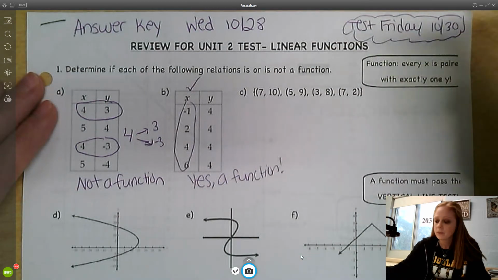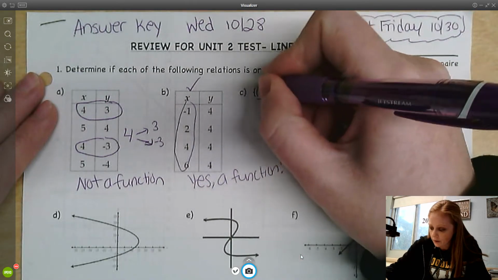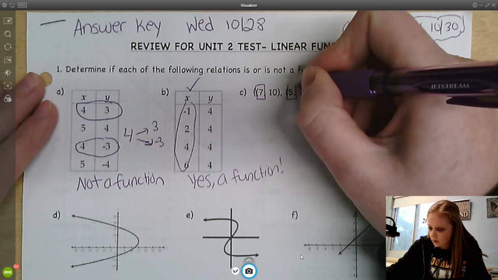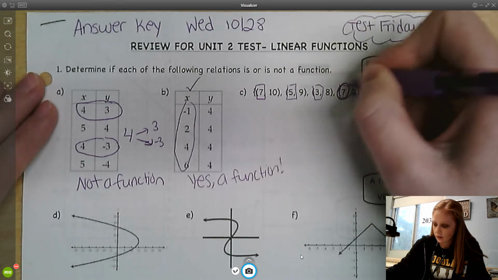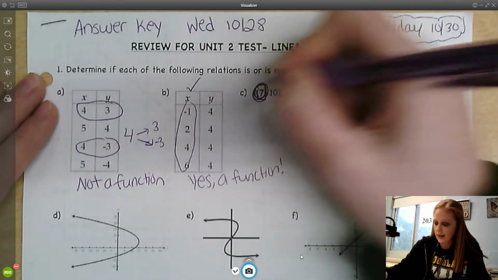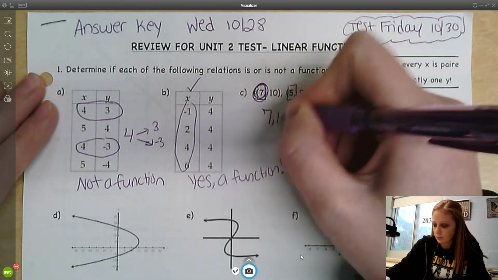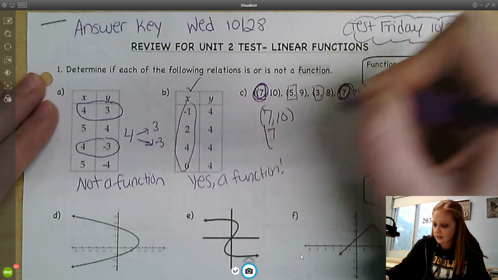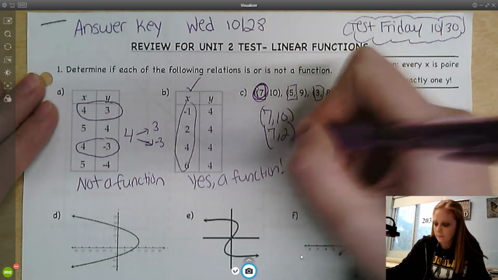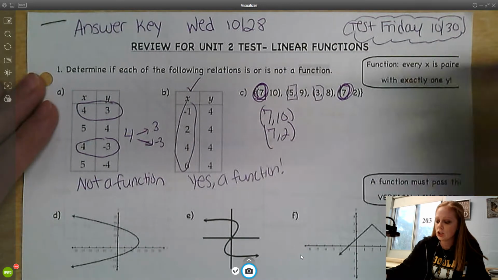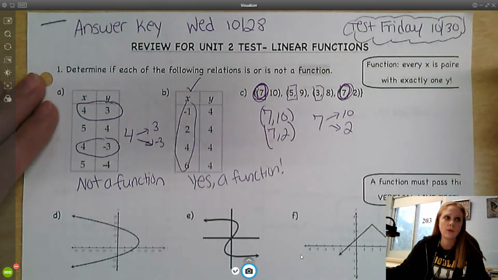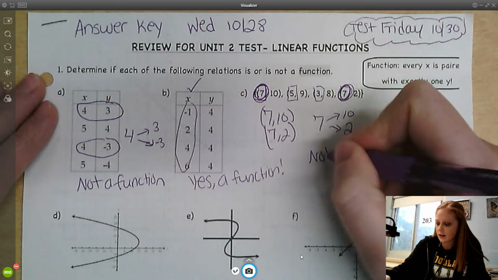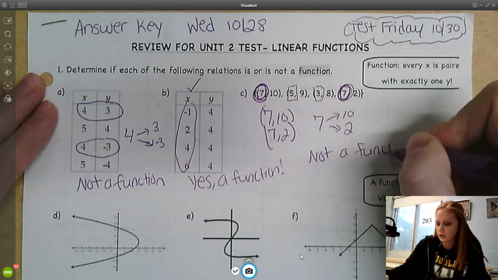Okay, for C, you have to take a look at those x coordinates. So we have a 7, a 5, a 3, and a 7. This is our problem. We can't have a 7 being paired with a 10 and a 7 being paired with a 2. The 7 cannot repeat. Each x has to be paired with just one y, and this 7 is being paired with two different y's. This is not a function for letter C.